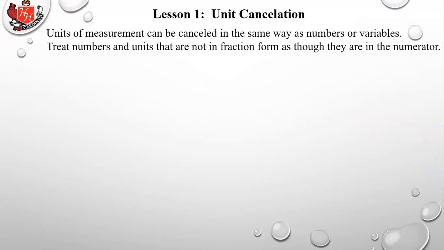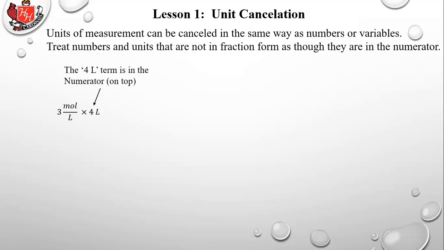So units of measure can be canceled in the same way as numbers or variables, and this is going to be really a centerpiece of doing chemistry, the ability to do this. So treat numbers and units that are not in fraction form as though they are in the numerator. Okay, so here you have 3 moles per liter. That's a unit of measure we'll learn about later in this class in a few weeks. And then you multiply it by 4 liters. Now the 4 liters doesn't have a numerator and denominator to it, so you treat it as though it's in the numerator. If it just is on one level like that, you treat those liters like they're up on top in the numerator.